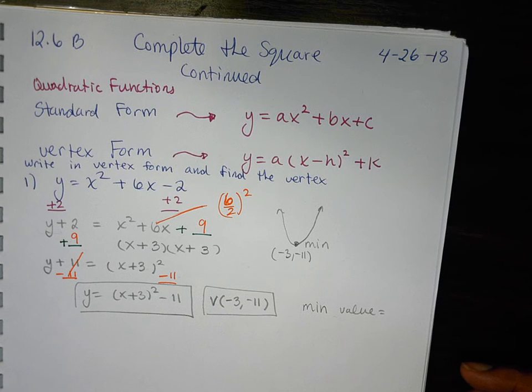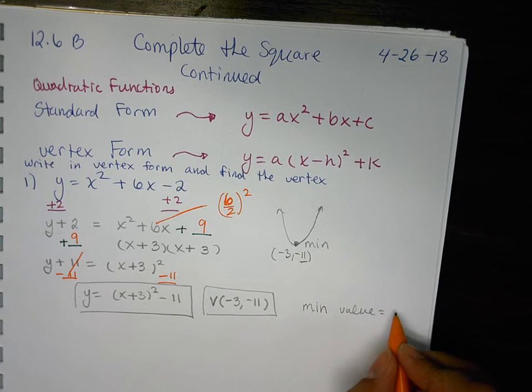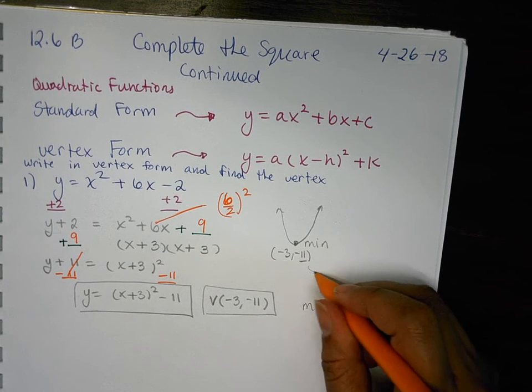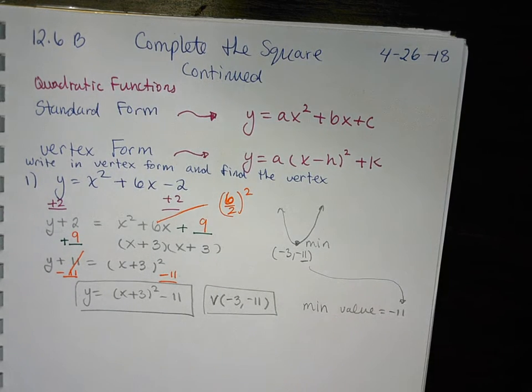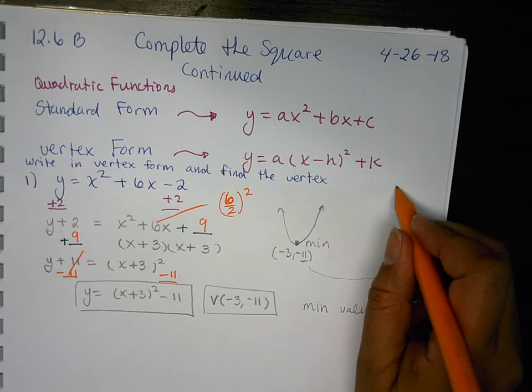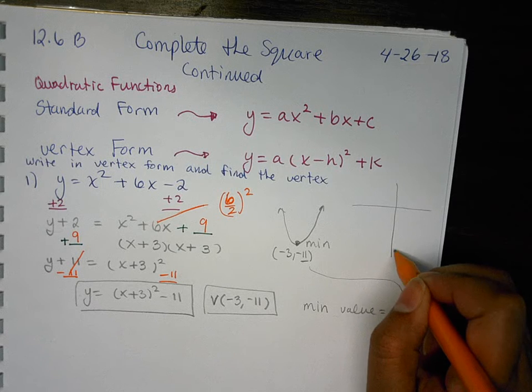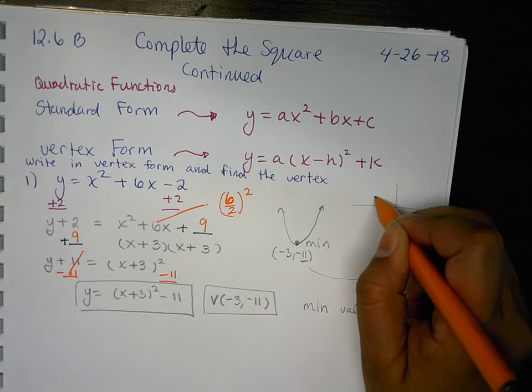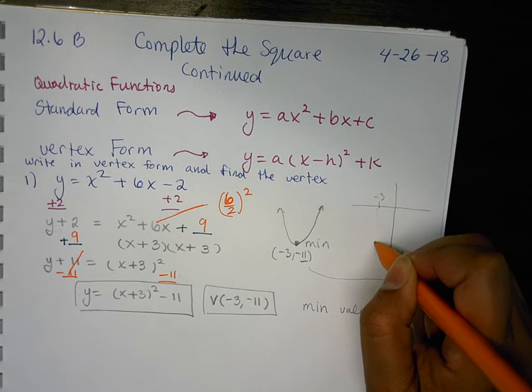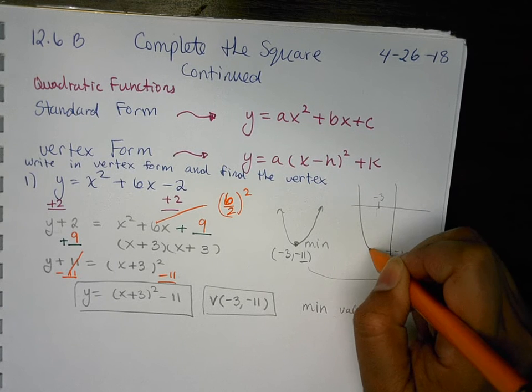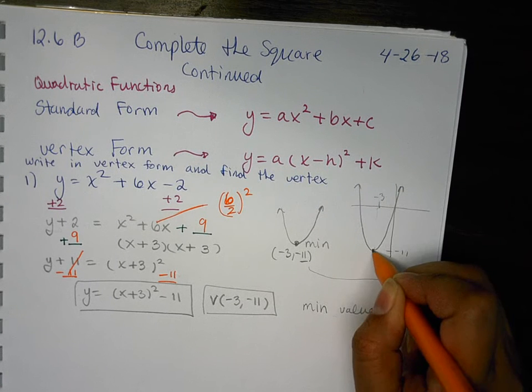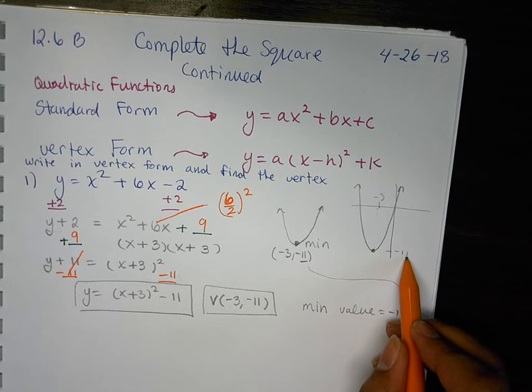It's always the y value of your vertex. Which makes sense, because if you actually did graph this, I'm going to say this is negative 11 and this is negative 3. If you went left 3 and down 11 and actually graphed it, and I asked you what's the minimum value, could you see that it's negative 3? Yes? It's easy to see when you graph, but I don't want you to have to graph it.